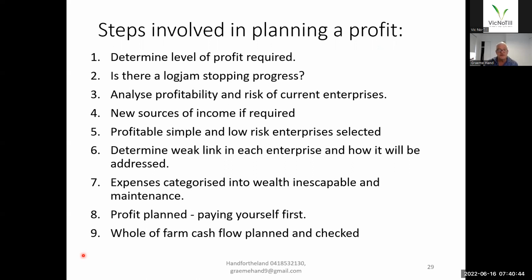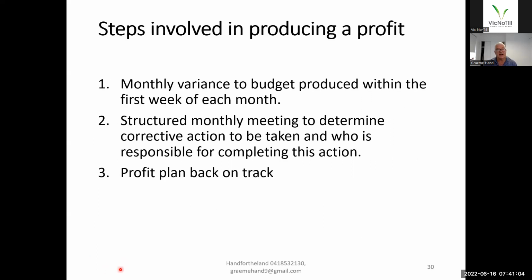Do you need new sources of income? If you're going to go for new sources of income, can they be decoupled from seasonal risk, rainfall risk? And then you want simple, low-risk enterprises. Determine the weak link, categorise the expenses, pay yourself first, and then do the whole farm cash flow. What I get people to start with is this monthly variance to budget.